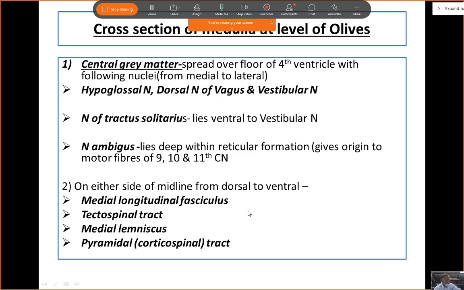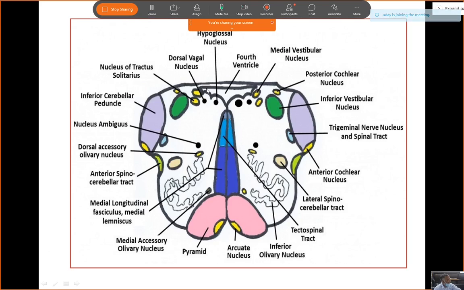So central gray matter, now what will happen? Earlier central gray matter is at the center. Now the central gray matter is spread. Why is it spreading? Because of our fourth ventricle, the cavity of the fourth ventricle, and during the development, what will happen?